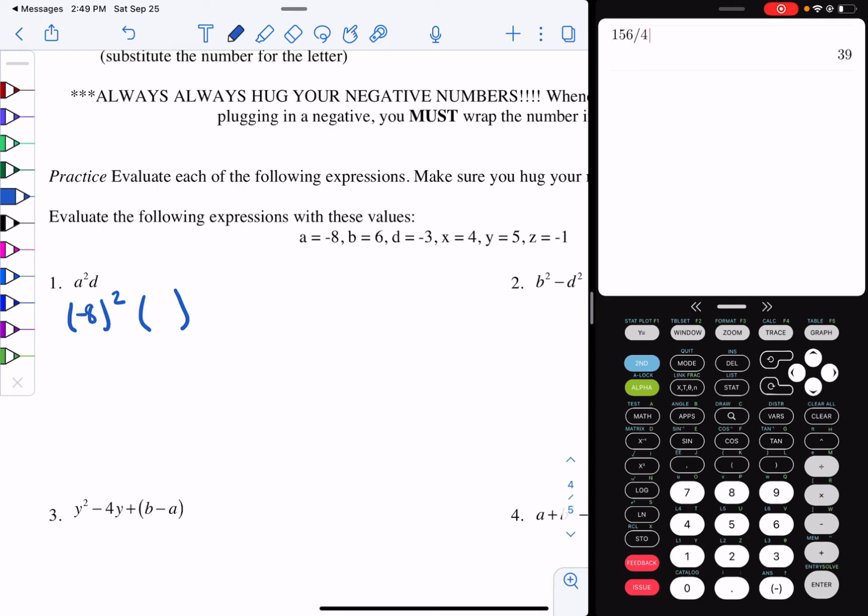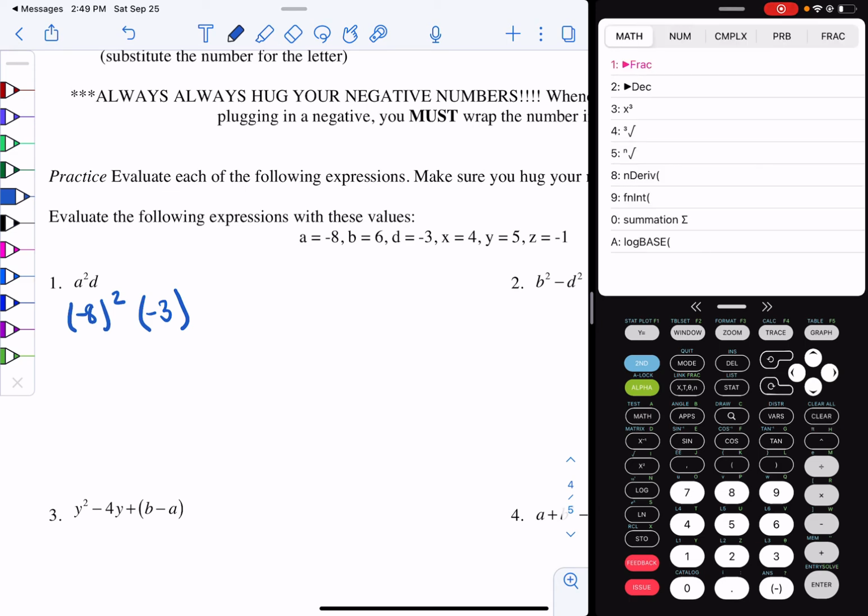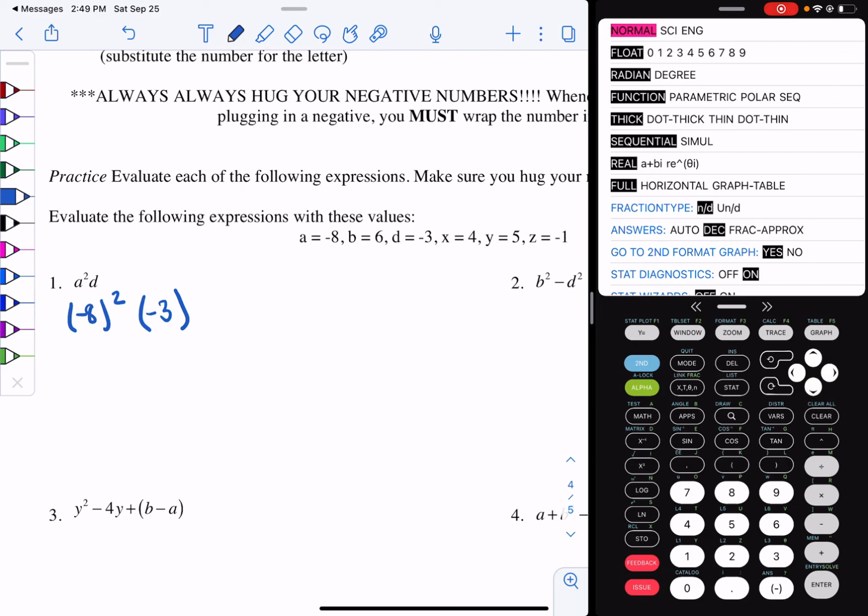And now we have to ask ourselves what D is. D is -3, so we're going to substitute -3 for D. We simply type this into our calculator. You are not doing anything else. You are simply just typing this into your calculator.